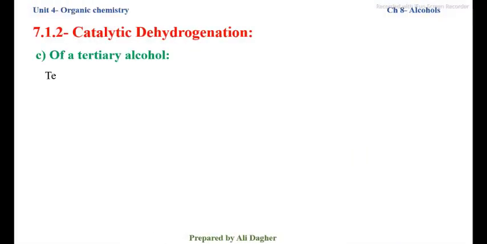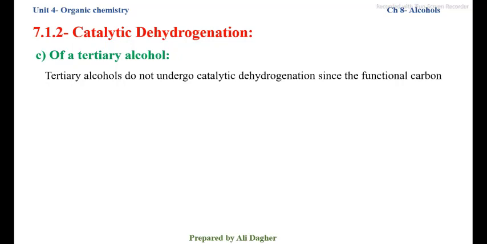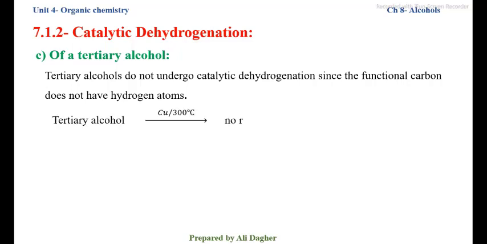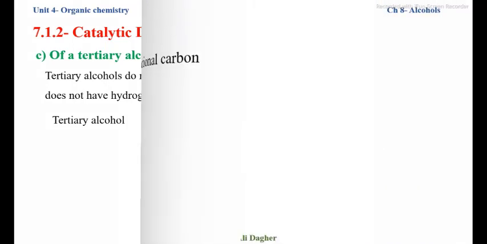C, of a tertiary alcohol. Tertiary alcohol do not undergo catalytic dehydrogenation since the functional carbon does not have hydrogen atom. Then tertiary alcohol, Cu 300 degree, no reaction. This is the end of part 3, catalytic oxidation and catalytic dehydrogenation.